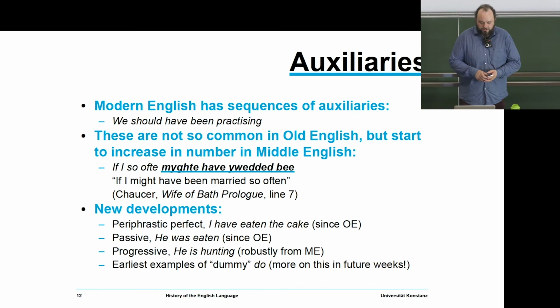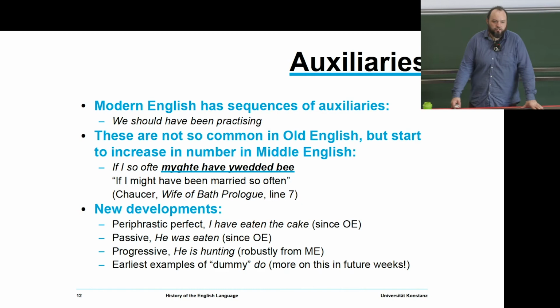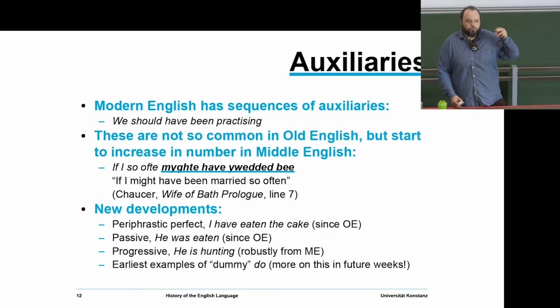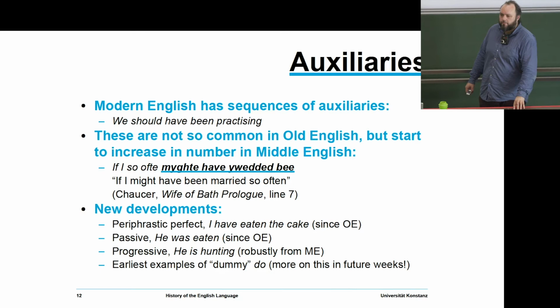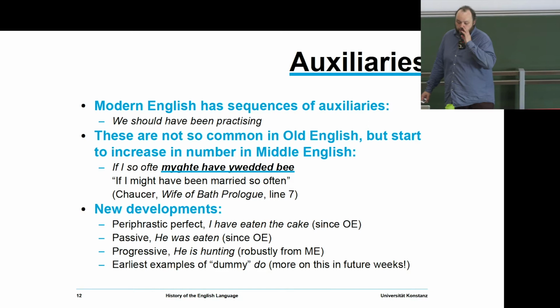From this same period, we also see the earliest examples of dummy "do." This is the "do" that we see in questions and in negative clauses. "Do you like sunny weather?" Or "I don't know," with this "do-n't" form. We're going to hear more about this in future weeks because the dummy "do" development really takes off in the early modern English period, which we'll get to next time. So I'll be giving you more on dummy "do" later on.